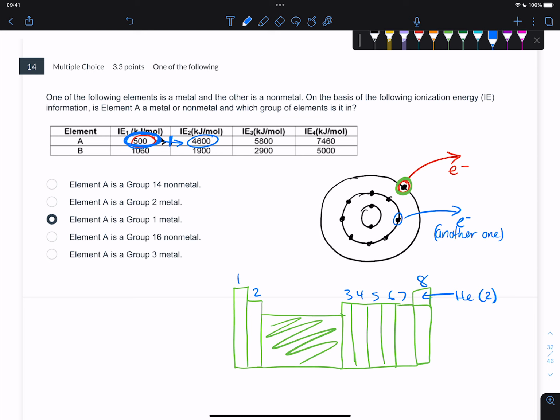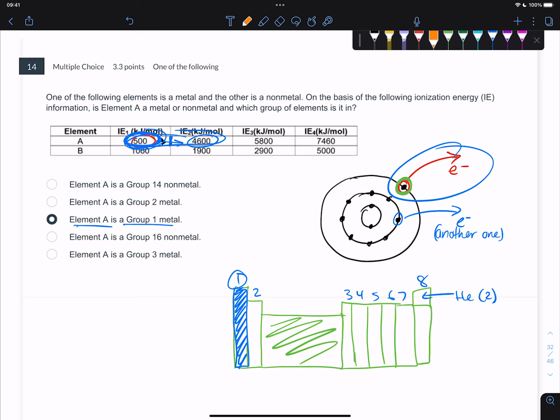The reason that you know that element A is group 1, so it's going to be in this family, is that they have their 1 valence electron, and it's the only one out there, so it's easy to steal away. And that's what that little 500 represents. But suddenly taking the second one or anything in a lower shell takes so much more energy, and that's indicated by this humongous jump in the ionization energy.